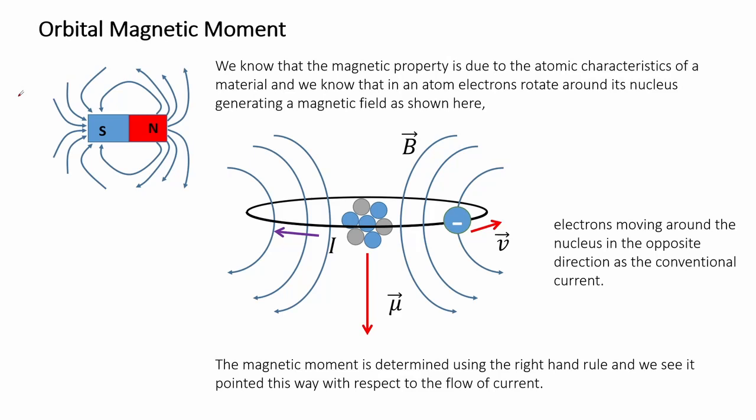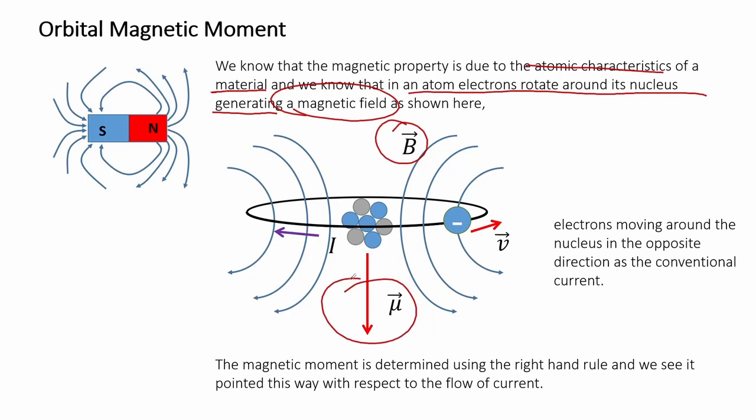We know that the magnetic property is due to the atomic characteristics of a material, and we know that in an atom electrons rotate around its nucleus, generating a magnetic field as shown here. The magnetic moment is determined using the right-hand rule, and we see it pointed this way with respect to the flow of current. Note that electrons move around the nucleus in the opposite direction to the conventional current.